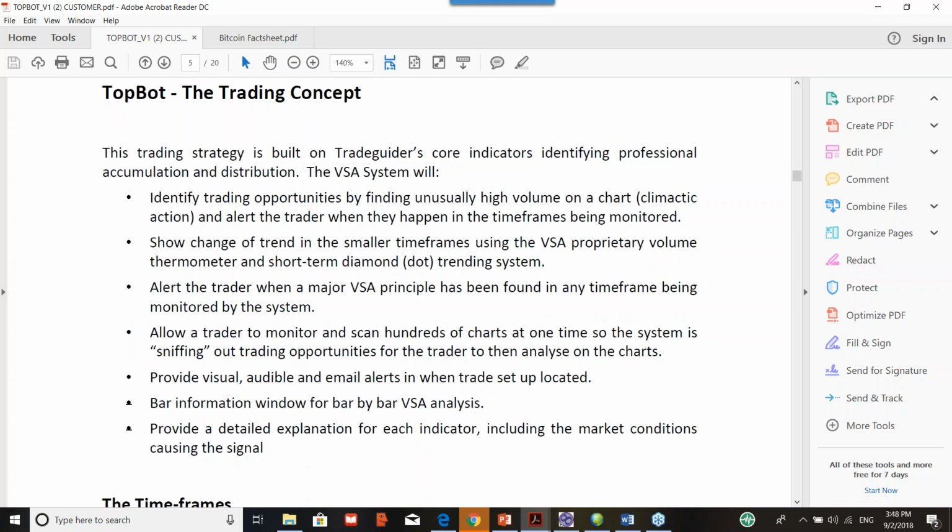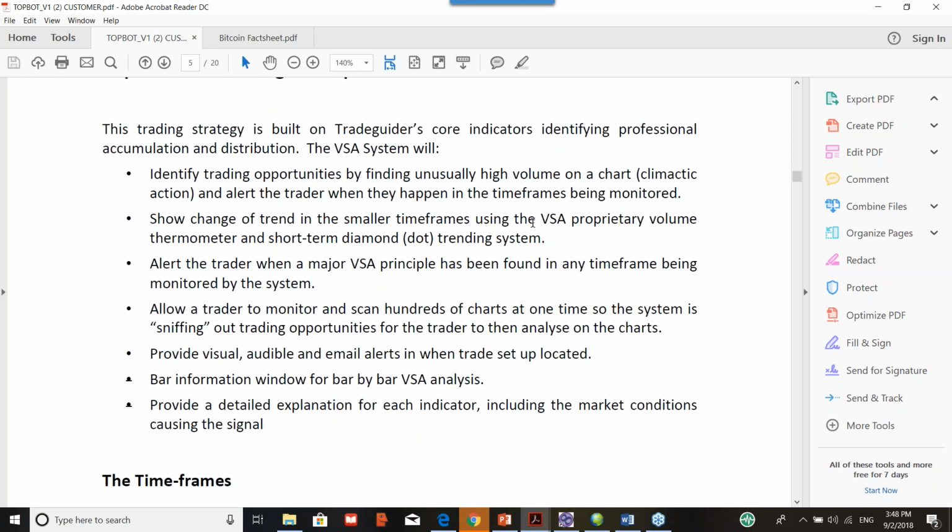And it's very straightforward. We're going to find unusually high volume on a chart in the timeframes that are being monitored, which is what we call climactic action. We're going to show the change of trend as the market begins to roll over in the smaller time frame. So the rule is, the bigger the time frame that the signal is seen in, the bigger the move is likely to be. I'll repeat. The bigger the time frame that the indicator or signal, whatever you want to call it, is seen in Top Bot, the bigger the move is likely to be.